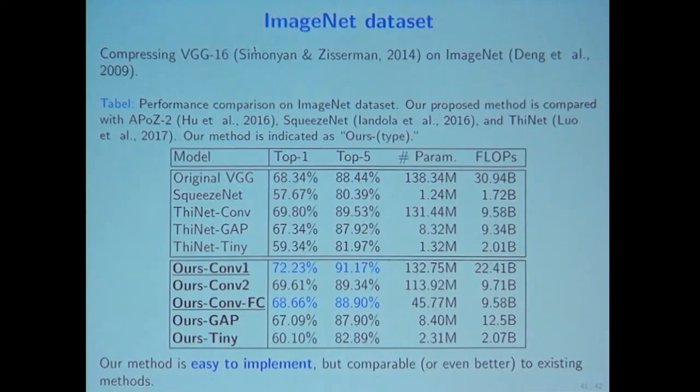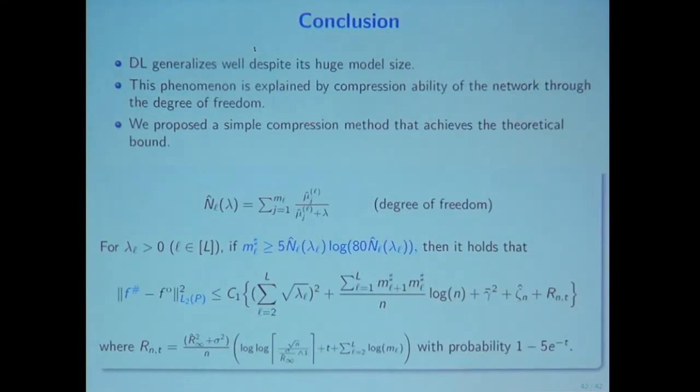This is a result for the ImageNet data set. It works very well. In particular, the compressed network shows better performance than the original network. This is because by compression, we can avoid overfitting. Here is a conclusion. I have shown a generalization error bound for deep neural networks, characterized by the degree of freedom, and I also proposed a simple compression method. I'm sorry I could not explain the details of the compression method, but anyway, it works well. Thank you very much.